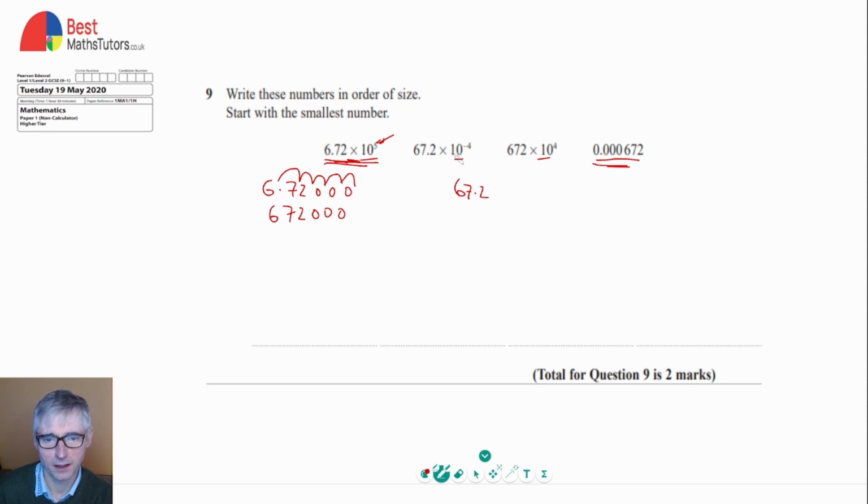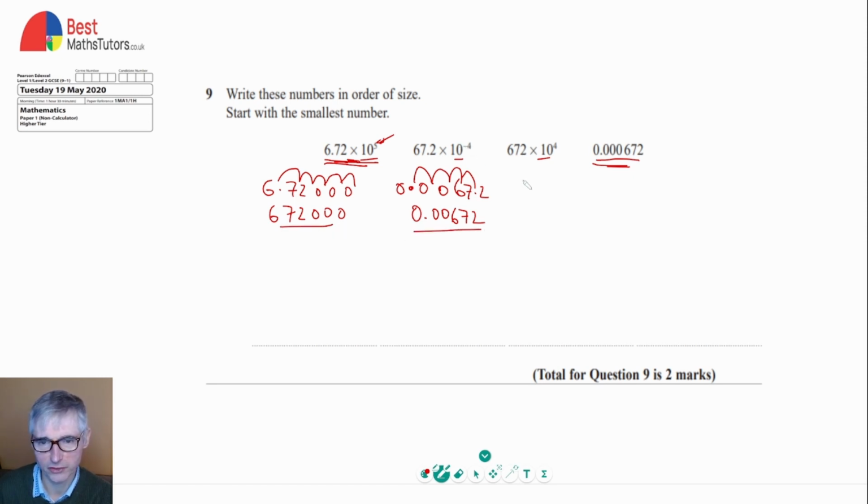I'm going to write the 67.2. And because it's a minus 4, this time I'm not going to move it to the right. I'm going to move it to the left. So here we go. 1, 2, 3, put a 0, 4. And that's where the decimal point's finally going to end. So that one, written in ordinary form, is actually 0.00672. So we can see that it's a lot different to the first one, and that's the difference that the power makes with it being minus.